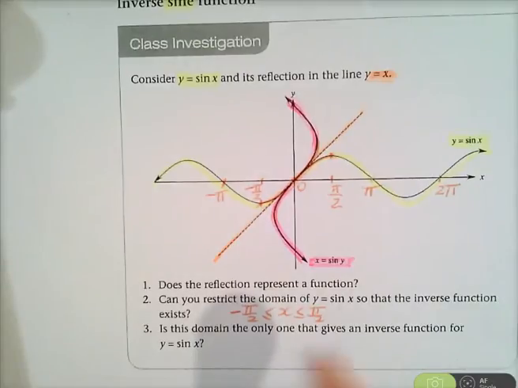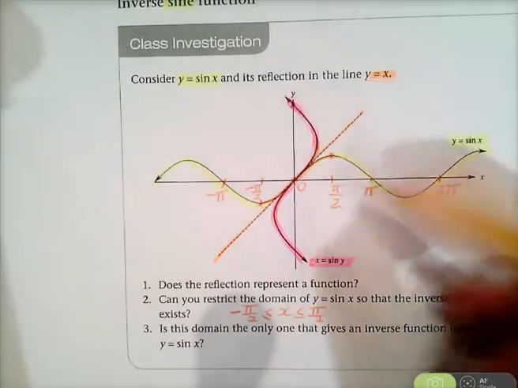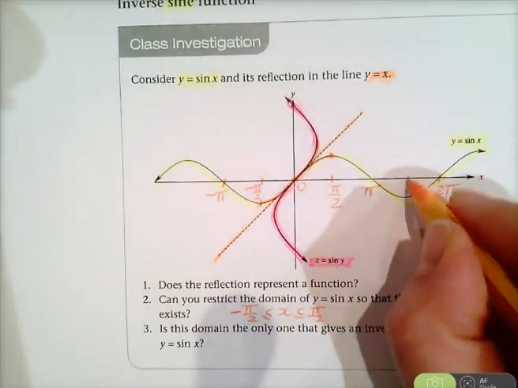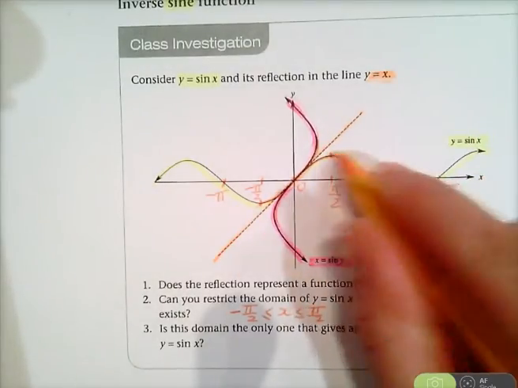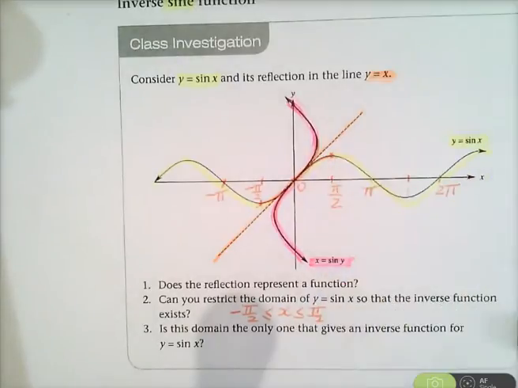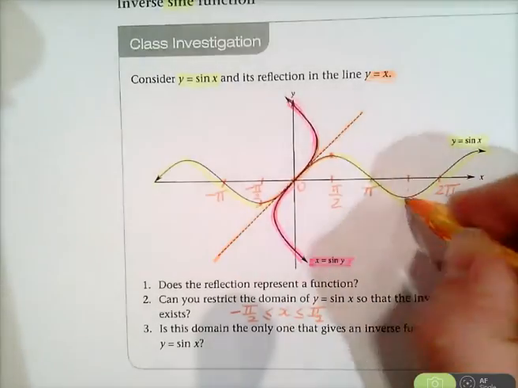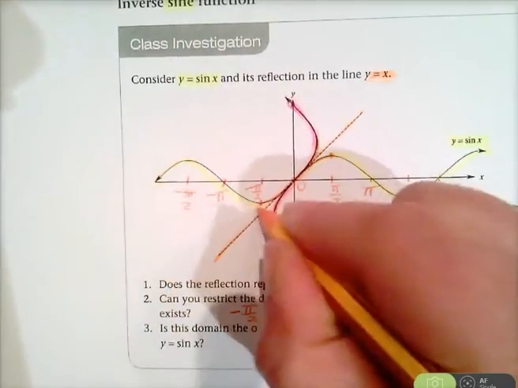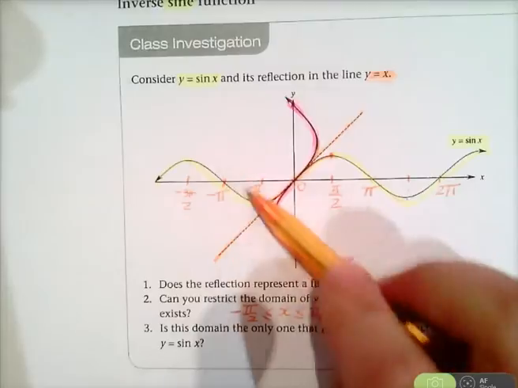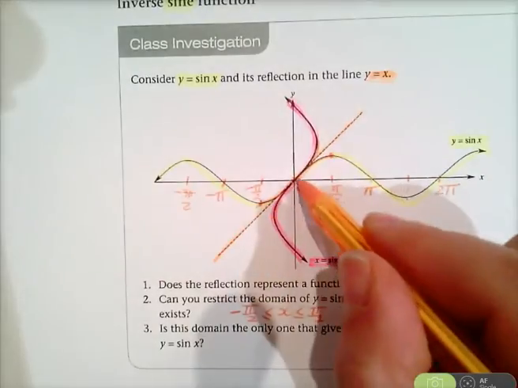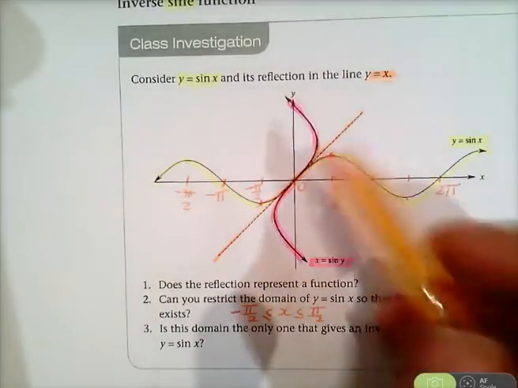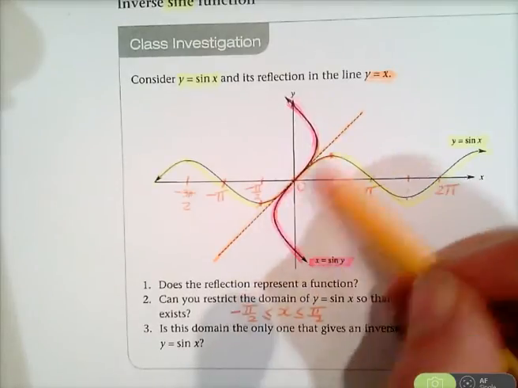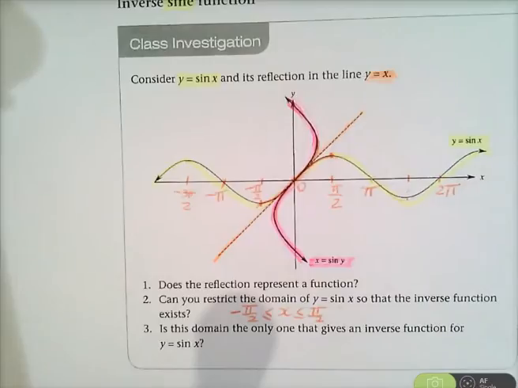And is this domain the only one that gives an inverse function? Well, we could also do the domain from pi on 2 to 3 pi on 2. That would give an inverse function. Okay, that's monotonic decreasing just in that section. I could also go from minus 3 pi on 2 to minus pi on 2. That's monotonic decreasing as well. However, often when we draw curves, we like to start from 0 or around 0. So this seems like the most sensible one to choose, from minus pi on 2 to pi on 2.